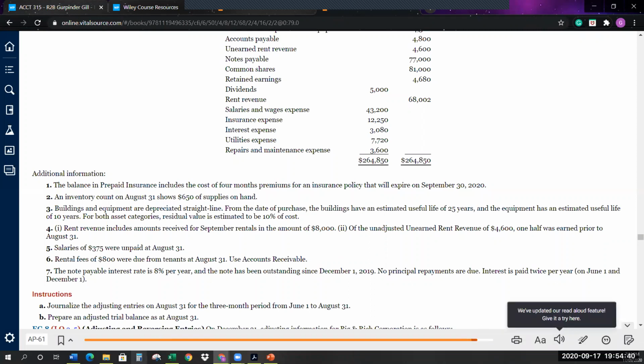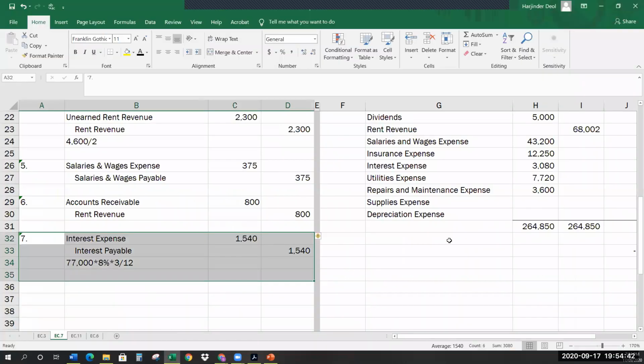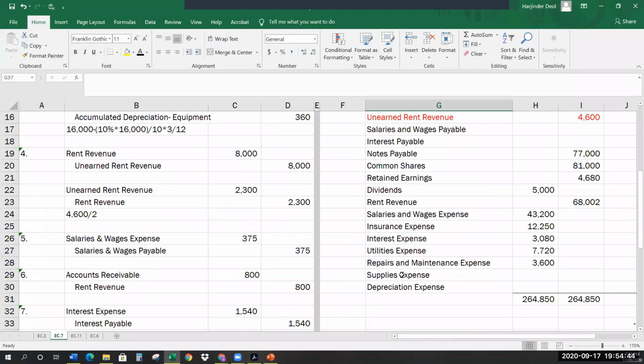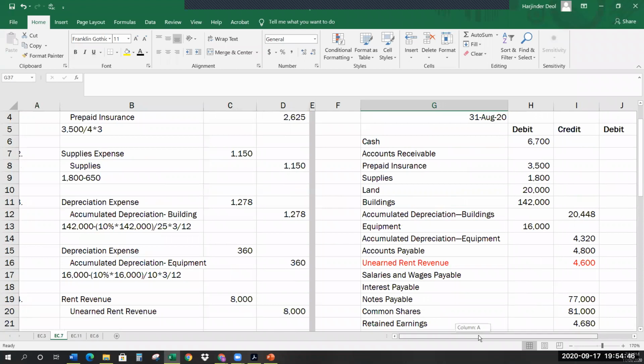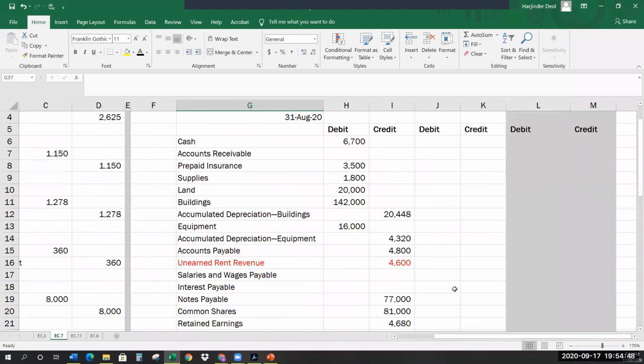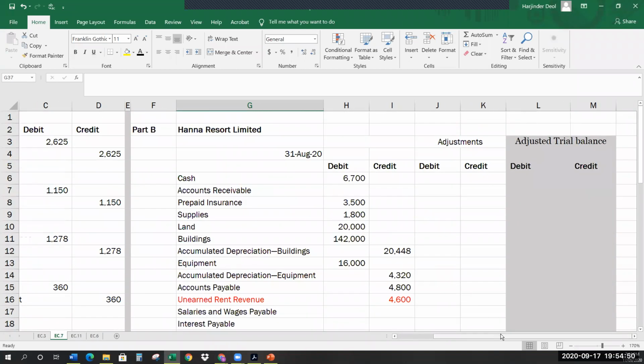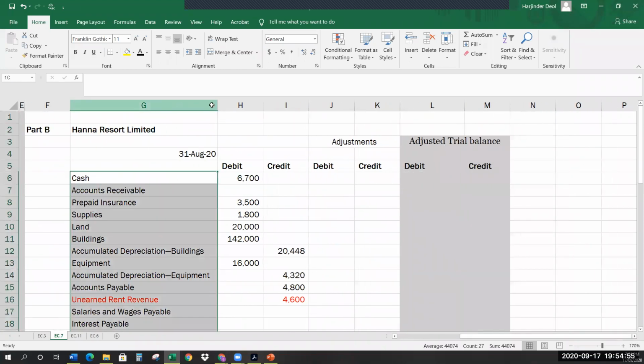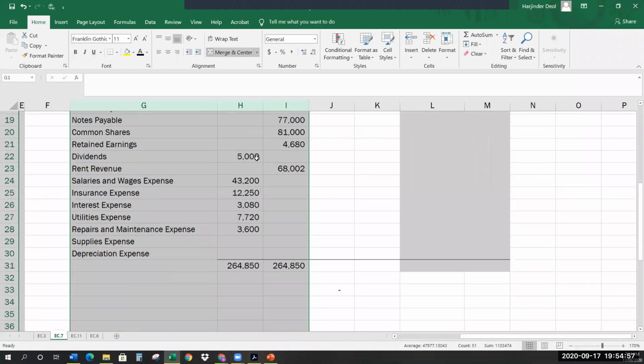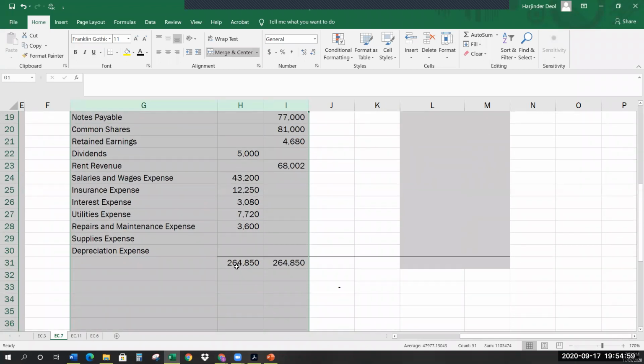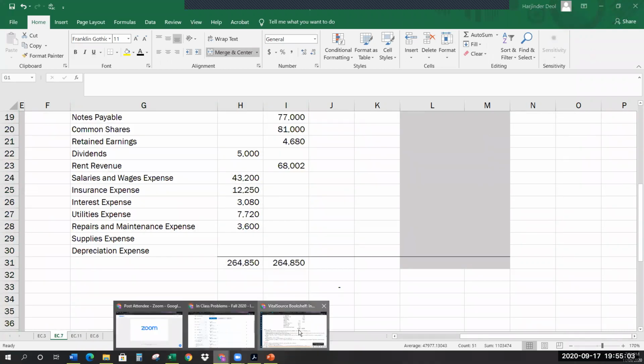Okay, so that is your adjusting entries, guys. So here I have shown you the trial balance. All right. Now I haven't done anything fancy here. This part of your trial balance, if you look at the total, is $264,850, which is what was provided to you.